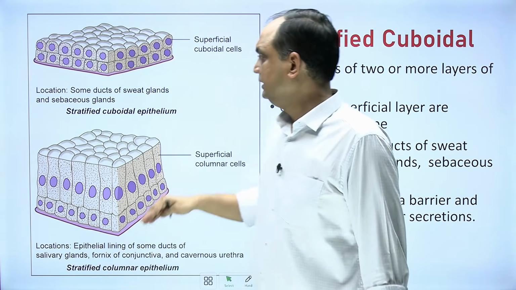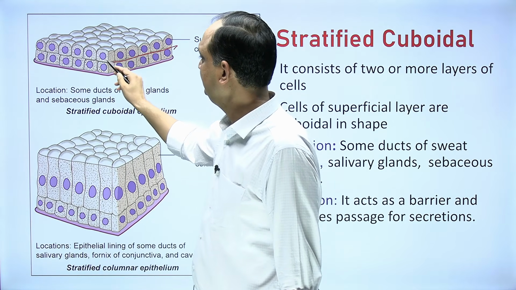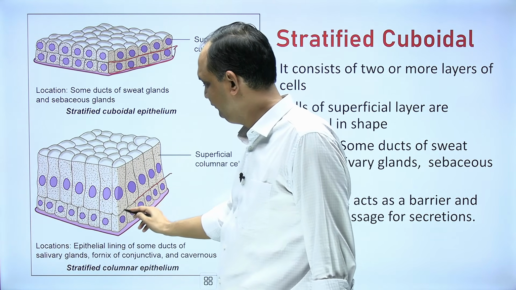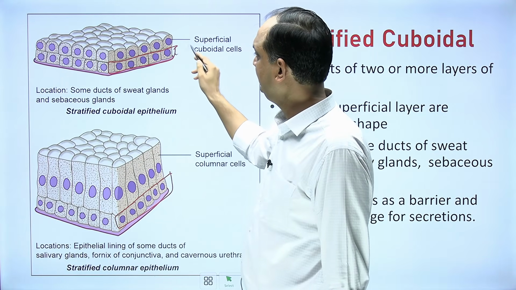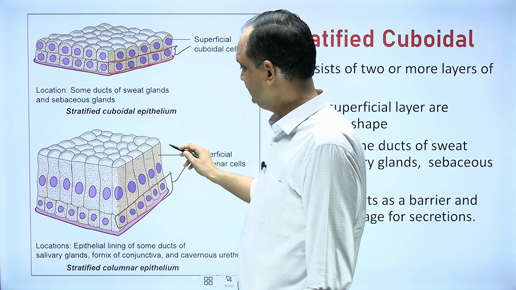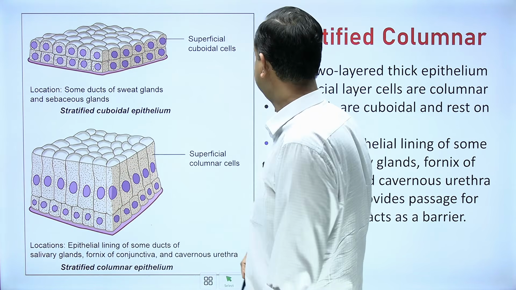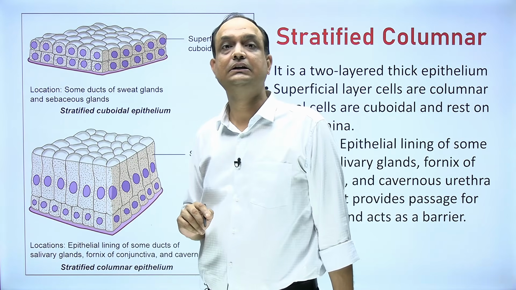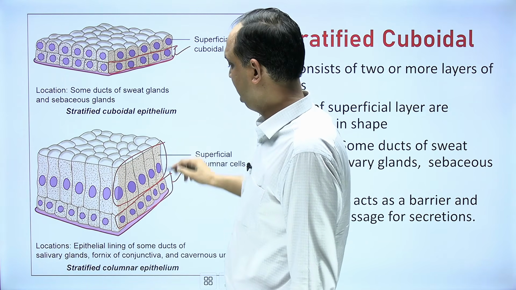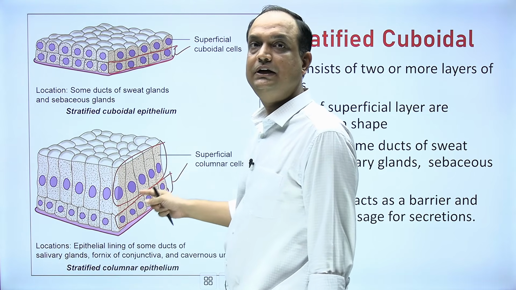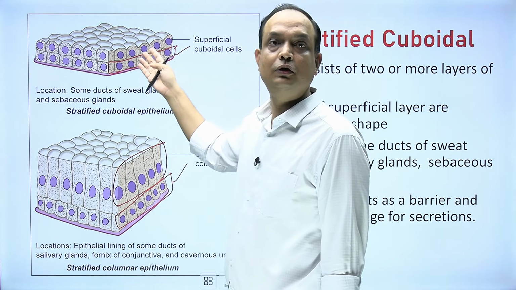That means, in these images, you can see that this is the basal layer and this is the basal layer. Now, you will find that the basal layer is of similar shape. The nuclei are round here and nuclei are round here. But when you will see the superficial layer, that means this top layer, you will make the difference that the top layer is having two different identifications. Here the top layer cells are round, here the top layer are elongated. That's why it is known as stratified columnar, and it is known as stratified cuboidal.